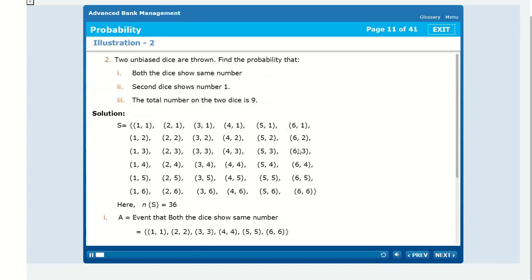Illustration 2. 2 unbiased dice are thrown. Find the probability that: 1. Both the dice show the same number. 2. The second dice shows number 1. 3. The total number on the 2 dice is 9. Solution. 1. A equals the event that both the dice show the same number, equals {(1,1), (2,2), (3,3), (4,4), (5,5), (6,6)}.